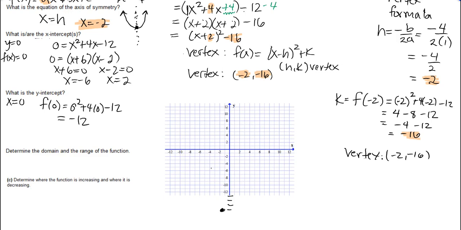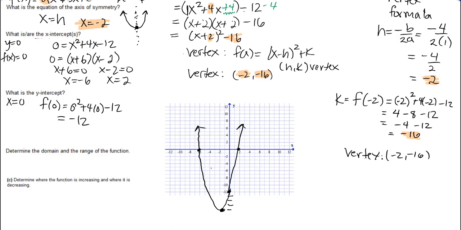Then we have x-intercepts at negative 6 and positive 2. We have a y-intercept at negative 12. And we know we have a parabola that opens up. So right at this vertex here, I'm going to have a parabola that cups up or opens up. So this is a sketch of the graph.